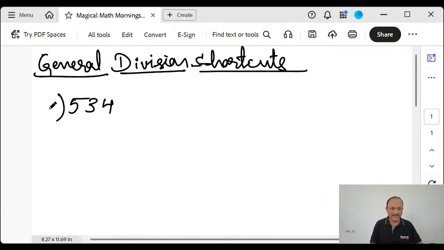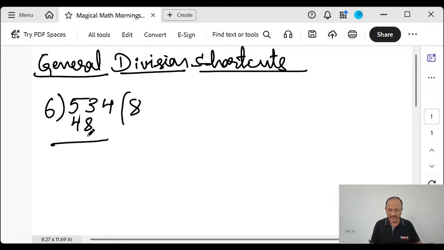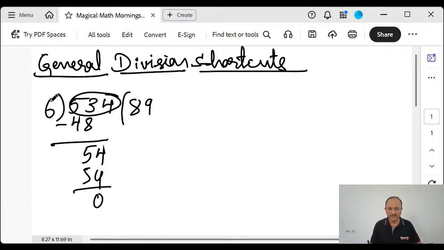534 by 6. Generally, what we do is either write it on the right side, or some people write it on the top side. Everyone knows this, correct? 6 8s are 48. Then when you subtract, we are left with 5, and with 4 we get 54, and 6 9s are 54. This is the dividend, this is the divisor, 89 is the quotient, and 0 is the remainder.